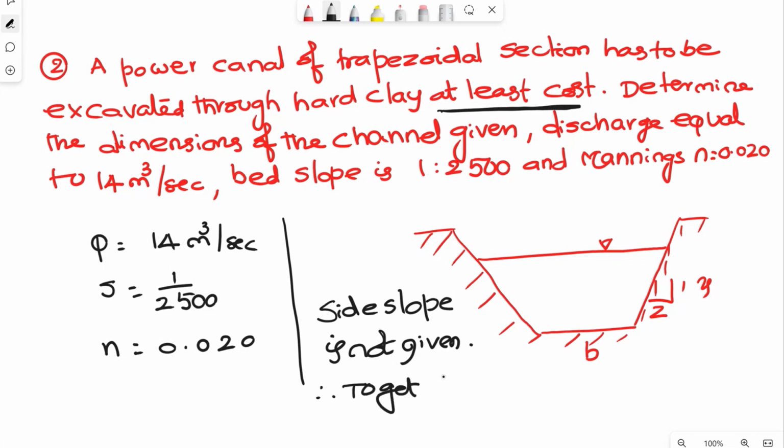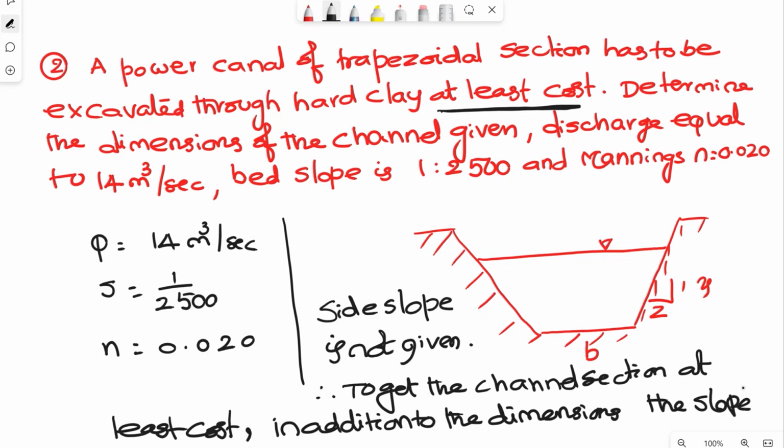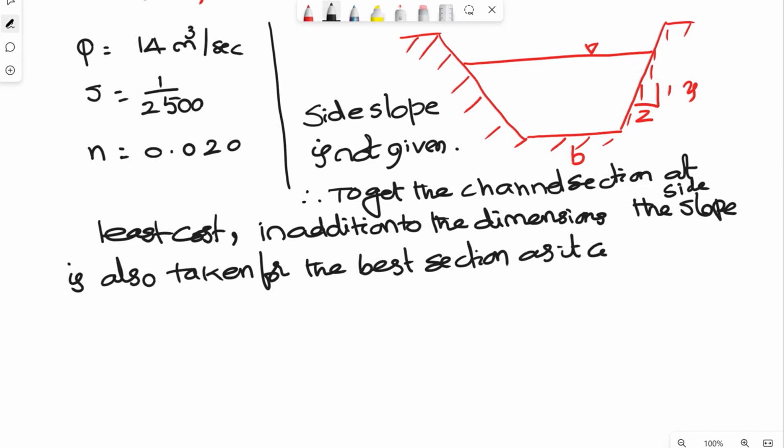To get the channel section at least cost, in addition to the dimensions, the slope, meaning the side slope, is also taken for the best section as it was not given. If it is given, we take it. If it is not given, we take it like that.